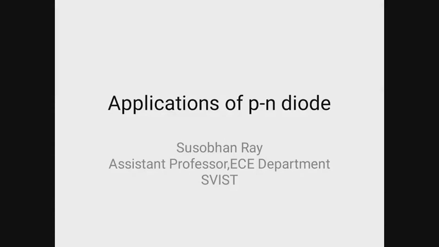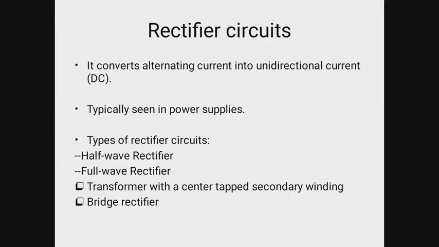Today I am going to discuss the applications of PN junction diode. PN junction diodes are basically used in different kinds of circuits. For example, as rectifier circuits, there are several kinds of rectifier circuits that can be built using a PN junction diode. It may be a half wave rectifier, it may be a full wave rectifier, and it is also used as a clipper and clamper circuit, etc.